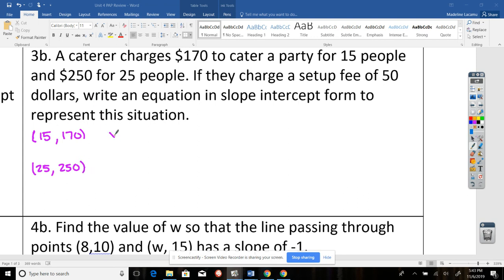Now we just use our slope formula. So y2 minus y1 over x2 minus x1. We can label these.